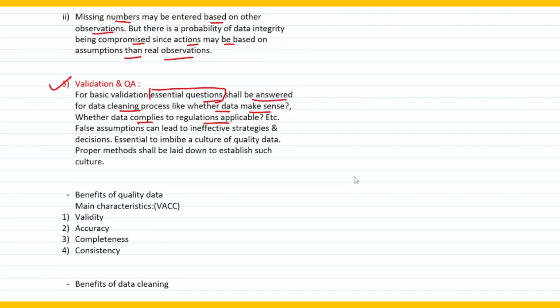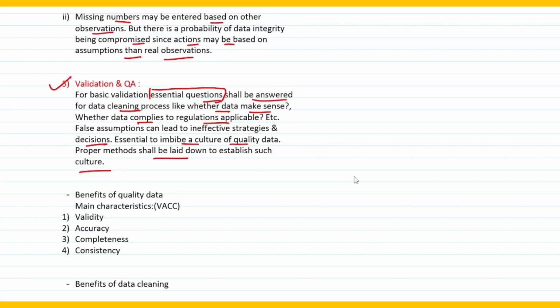False assumptions can lead to ineffective strategies and decisions. That's what we even spoke about here also. If the assumptions are not made properly, that may lead to ineffective strategies and incorrect decision making. So you have to make sure that whatever assumptions are being made, they coincide or are parallel to the core area that we are concentrating on, right? It is also essential to imbibe a culture of quality data. Whatever data is there, it should have certain quality. The quality of the data shall be maintained, come what may. A proper method shall be laid down to establish that culture, right?